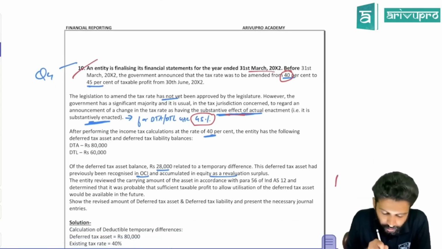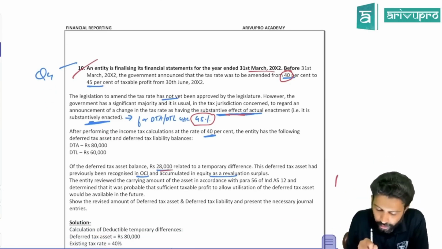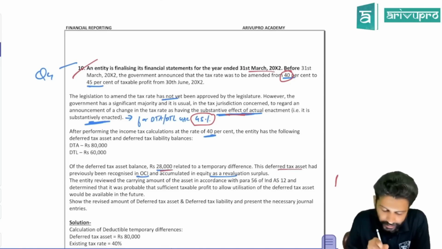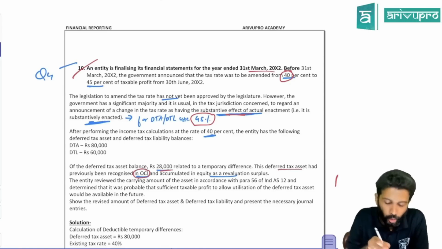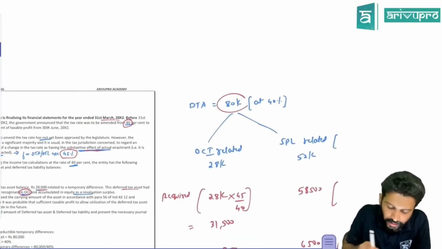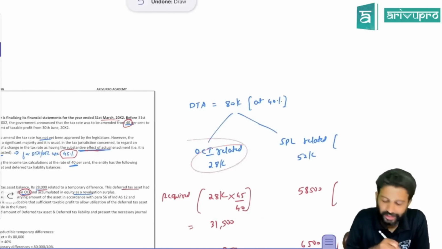Of the deferred tax asset, 28,000 is related to temporary difference. This deferred tax asset had previously been recognized in OCI. Of this 80,000, 28,000 is related to OCI.